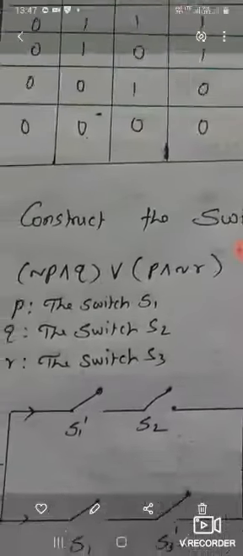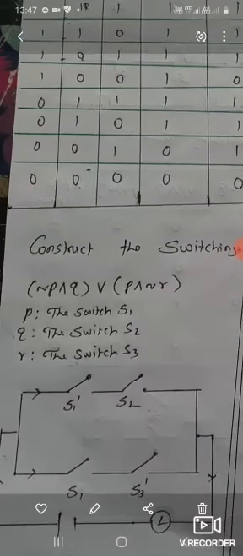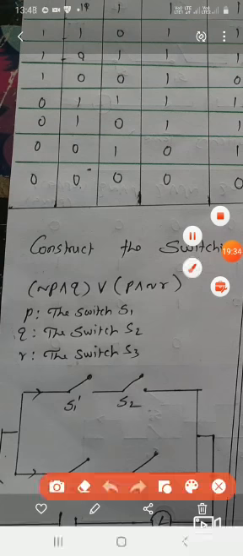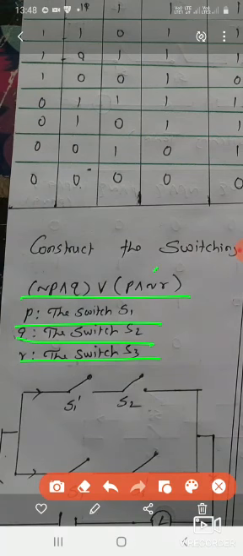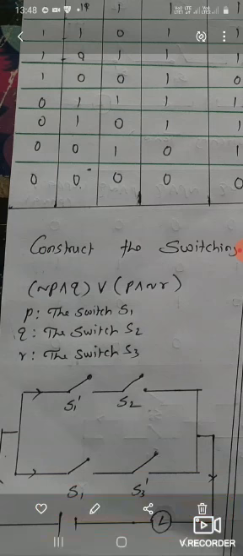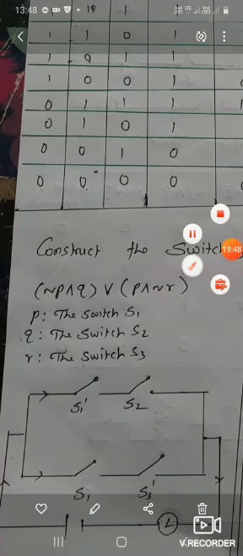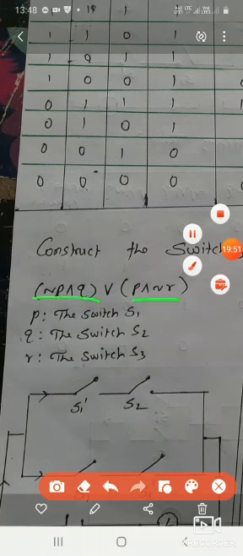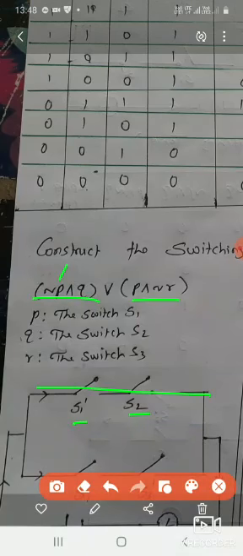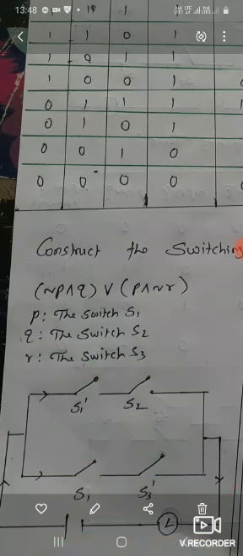Listen, see this one, I have clearly discussed. First, a symbolic form is given. I have taken P, Q, R because P, Q, R are used over here. Now my first decision is these two are parallel. So first one, negation of P, S1 dash, S2. This is one connection, and another connection is here. These two are connected with light and battery. You are going to get the complete switching circuit.